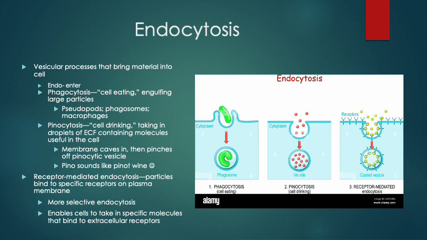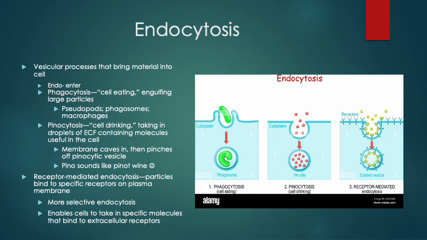Membranes can cave around the liquid, bubble around it, and then break off into a little vesicle. I remember phagocytosis and pinocytosis because pino sounds like Pinot, like wine. So it reminds me that it's drinking. Pinot is wine, pinocytosis is drinking. The other one is eating, because it's not drinking, it's got to be eating. So pinocytosis is drinking and phagocytosis is eating of the cell.